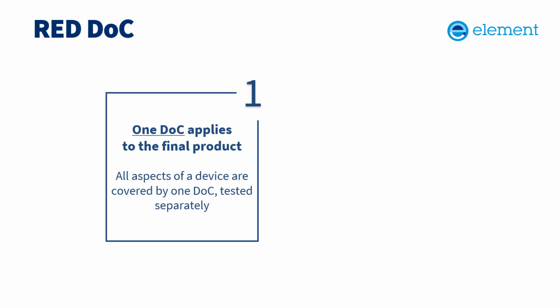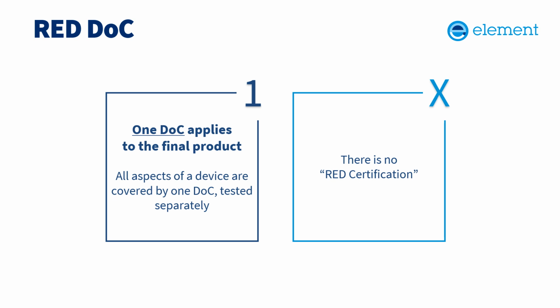So in terms of the Radio Equipment Directive Declaration of Conformity, the notable thing here is that it's one declaration of conformity that applies to the final product. So it may be that you had a product, let's call it a medical radio device. A manufacturer would still only typically produce one declaration of conformity, because ultimately it's only one CE mark that will be put on the product itself. They might be tested separately or individually, but there is one declaration that covers the product that gets placed onto the market itself. The other thing to note is there's no RED certification.